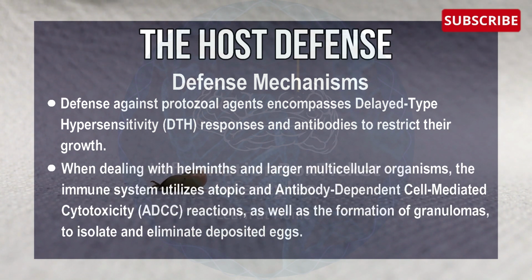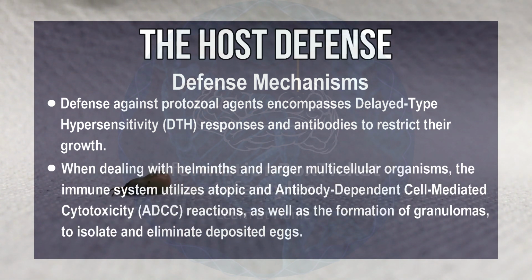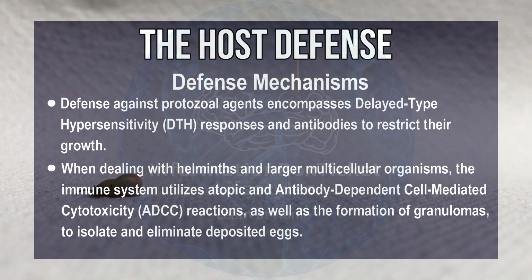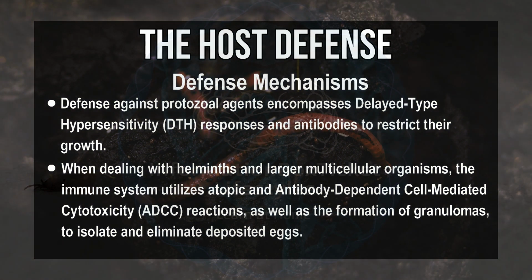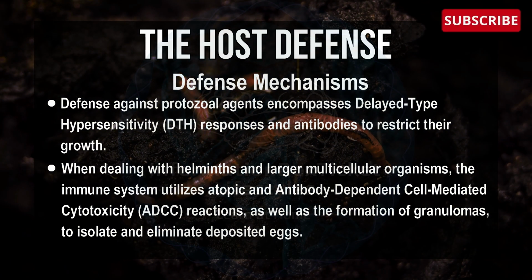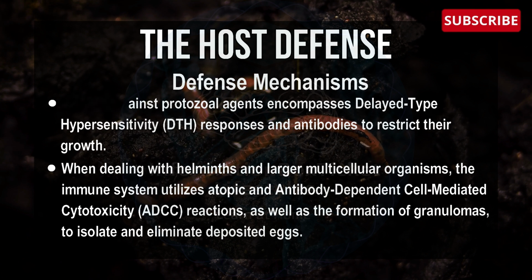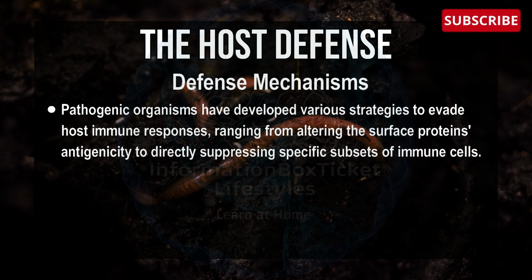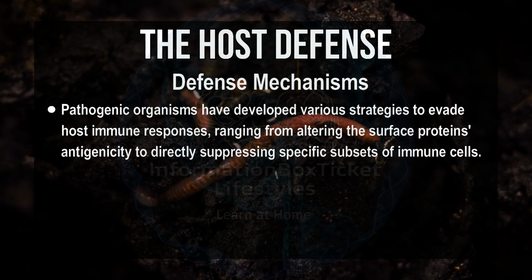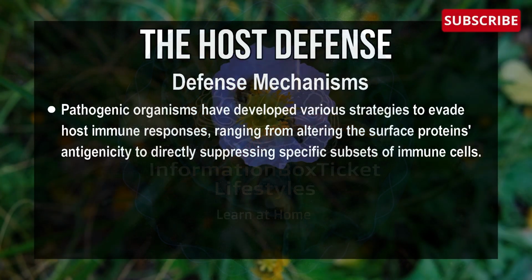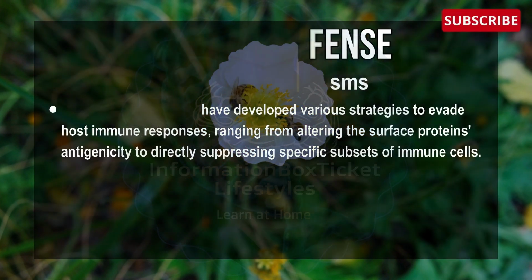When dealing with helminths and larger multicellular organisms, the immune system utilizes atopic and antibody-dependent cell-mediated cytotoxicity reactions, as well as the formation of granulomas, to isolate and eliminate these organisms. Pathogenic organisms have developed various strategies to evade host immune responses, ranging from altering the surface protein's antigenicity to directly suppressing specific subsets of immune cells.